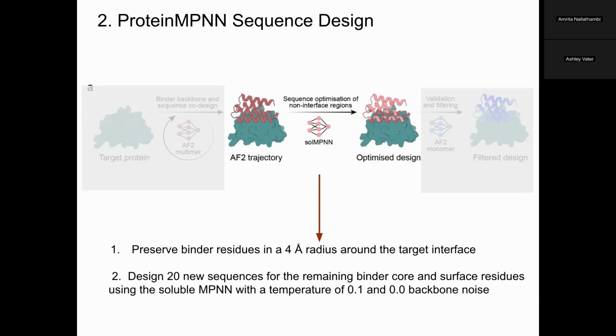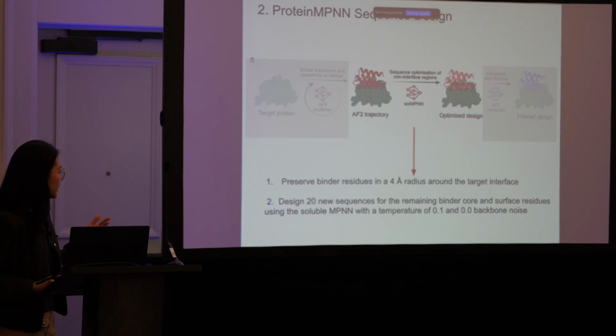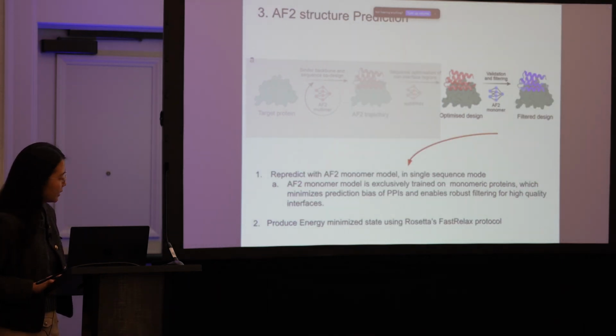But the interesting thing here is we didn't change the interface sequence. Given a fixed interface sequence, we designed the rest of it, because we think AlphaFold has already optimized the interface residue interactions. So we did not want ProteinMPNN to redesign the interface residues. Here, we preserve the binding residues and redesign 20 new sequences for the remaining binder, using soluble MPNN with a temperature of 0.1 and 0.0 backbone noise.